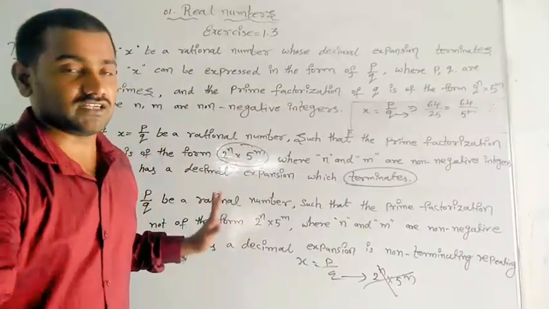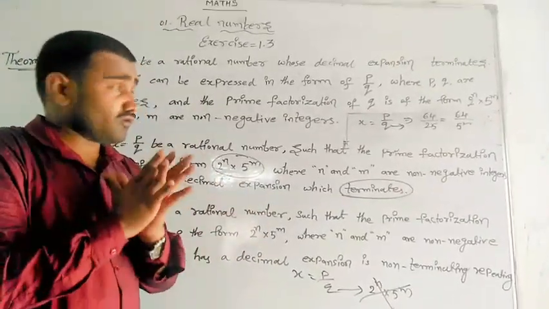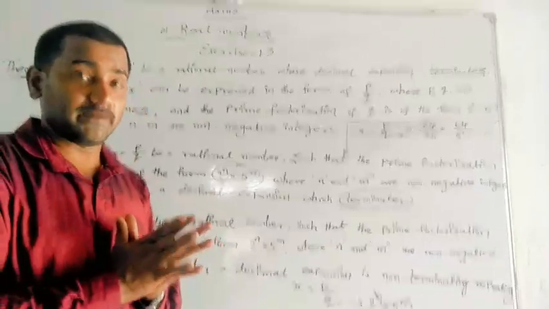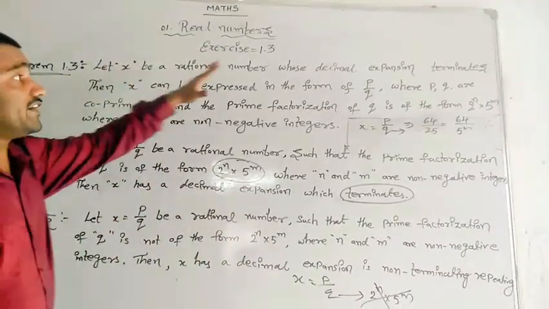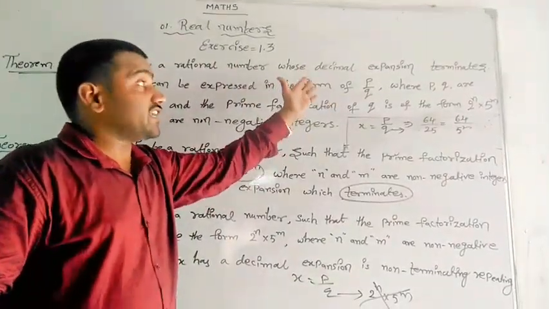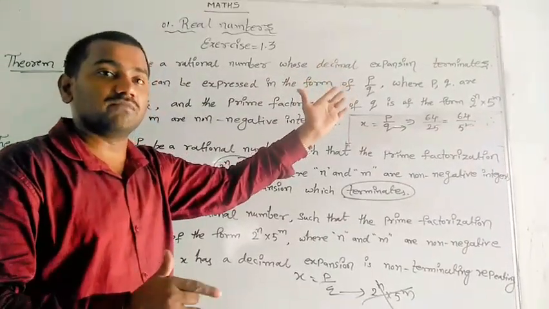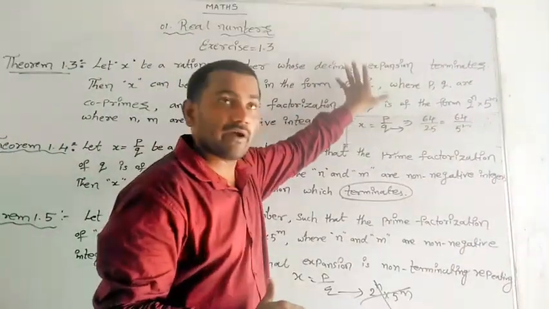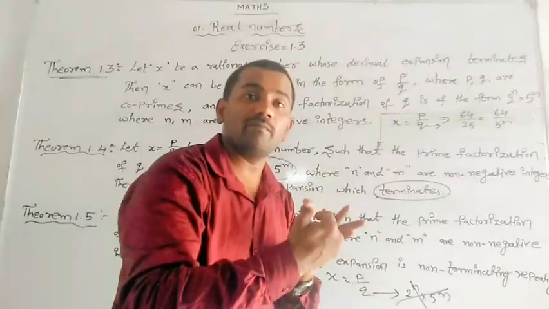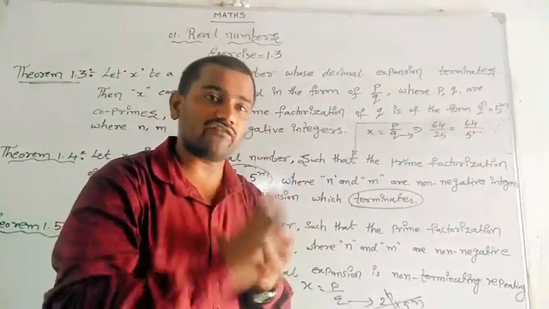So these are the three theorems which are helpful to do exercise number 1.3. So let us see decimal numbers which terminate. The terminating decimal numbers can be expressed in the form of p by q, where q is definitely in the form of 2 to the power of n into 5 to the power of m.